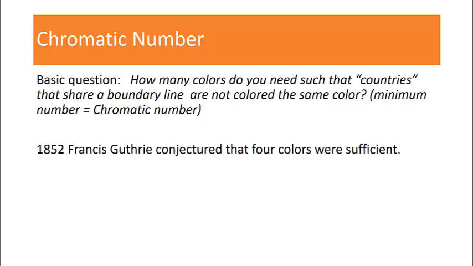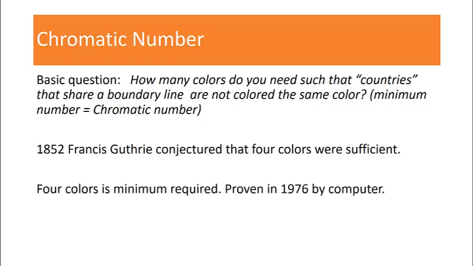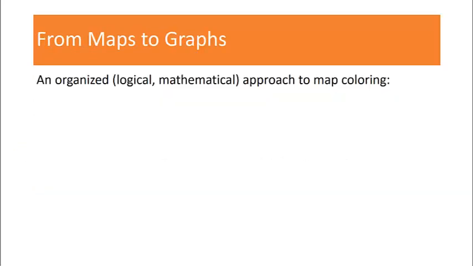Now in 1852, cartographer Francis Guthrie conjectured that 4 colors were sufficient. He brought this idea to his brother, who happened to be a mathematician. They began to work on this problem, and it was eventually proven that he was right. In the case of a map, 4 colors is the minimum number required. But this result wasn't actually proven until 1976, and it was the first mathematical theorem that was proven using a computer.